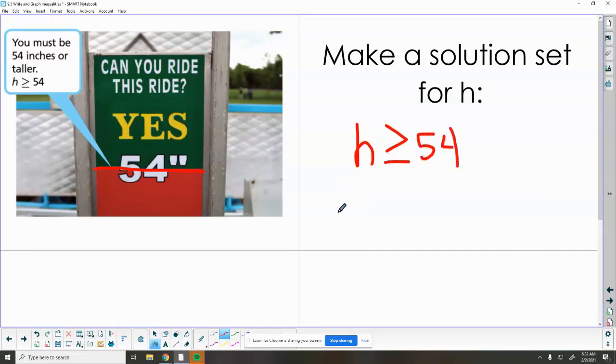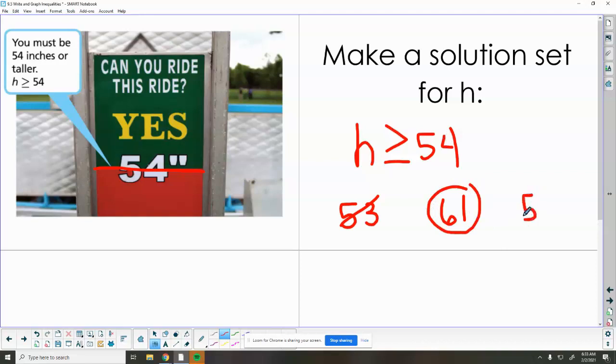So I'm going to ask you some numbers here, and I want you to decide if that's a solution. So I'm going to say 53. So if someone comes up and they are 53 inches, can they ride the ride? No, because 53 is less than that. Okay, what if someone comes up and they are 61 inches? Can they ride the ride? Plug it in. 61 is greater than 54. Yes, they could ride the ride.